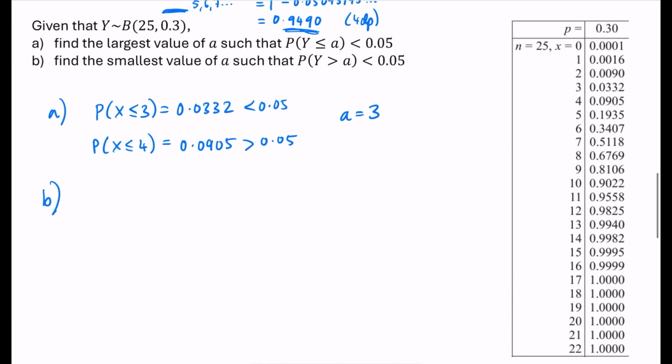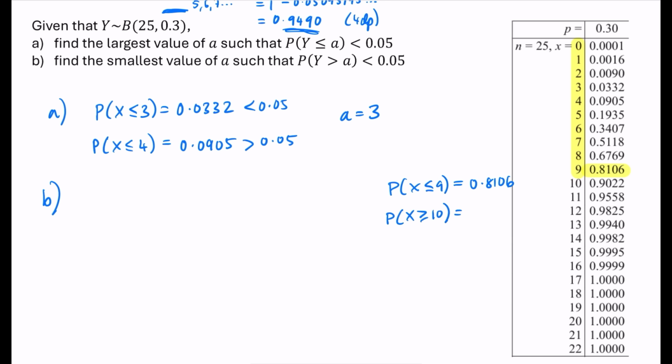And this is where I want to talk to you about how we understand this table. So for example, this 0.8106 is telling us that it is 9 or less. If I was going to say the opposite of that, I'm saying the probability that x is less than or equal to 9 is 0.8106.